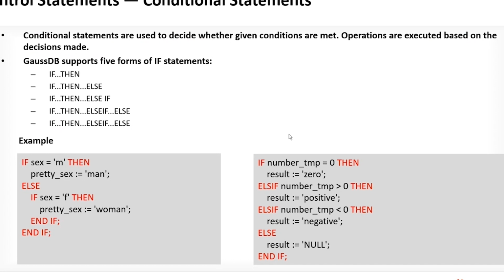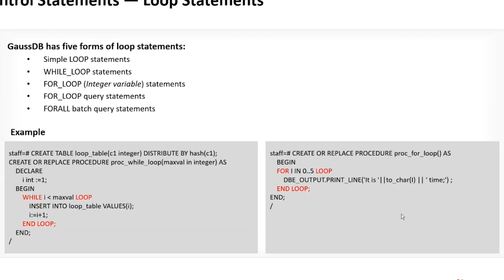After that are the conditional statements. This is quite simple. For conditional statements, we support a set of if-else statements, and here are some examples of that. And also there are loop statements. For loop statements, GaussDB has 5 forms: simple loop statements, while loop statements, for loop statements, and the for all batch query statements. The example here on the left side is a while loop statement example, and on the right side is a for loop statement example.